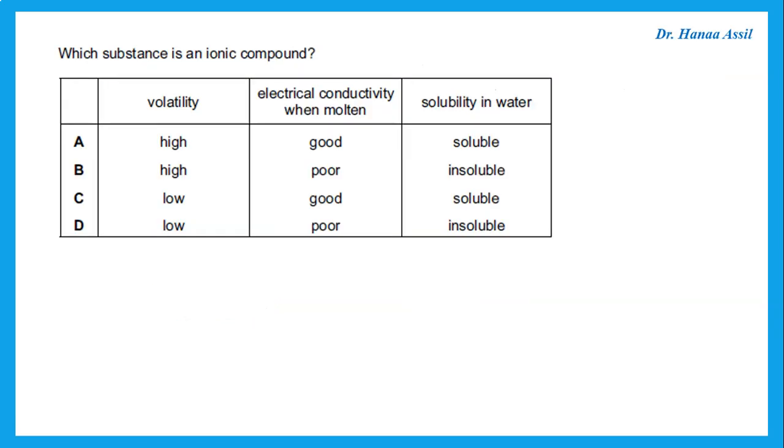So what is this? Which substance is ionic? Do you understand the meaning of volatility? Volatility, if something is volatile, that means it evaporates easily. That means it has low melting point. So would you expect ionic compounds to be volatile or not volatile? We said ionic compounds have high melting and boiling point, so they're not volatile. So they have low volatility, they're not volatile.